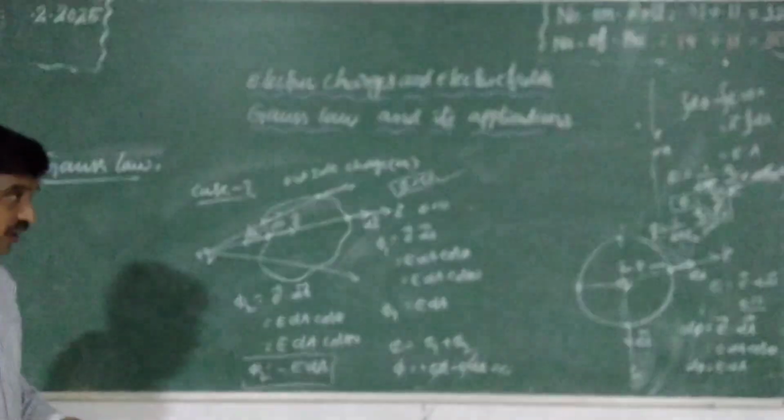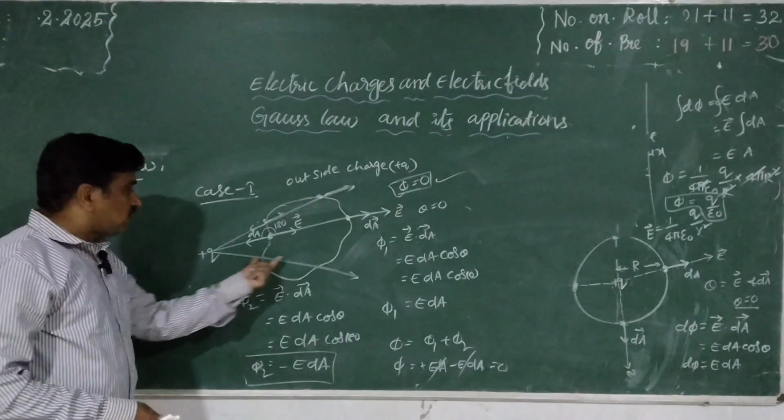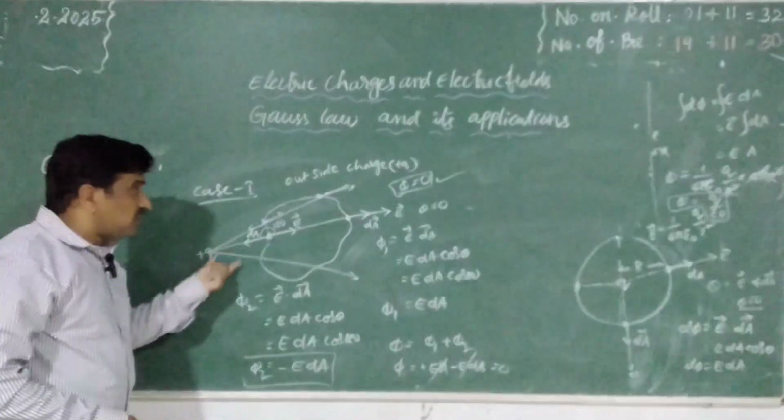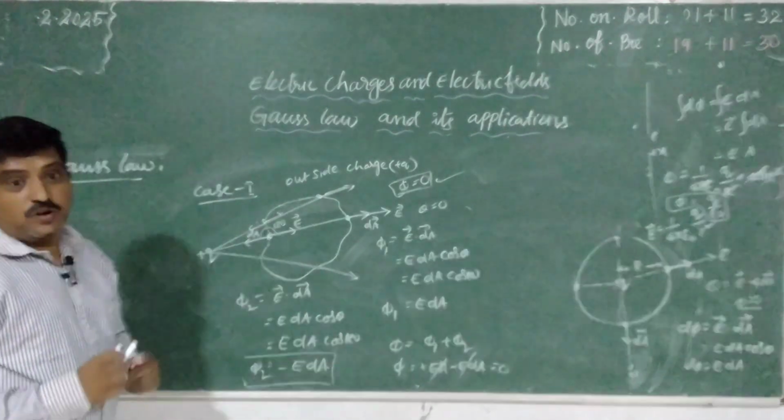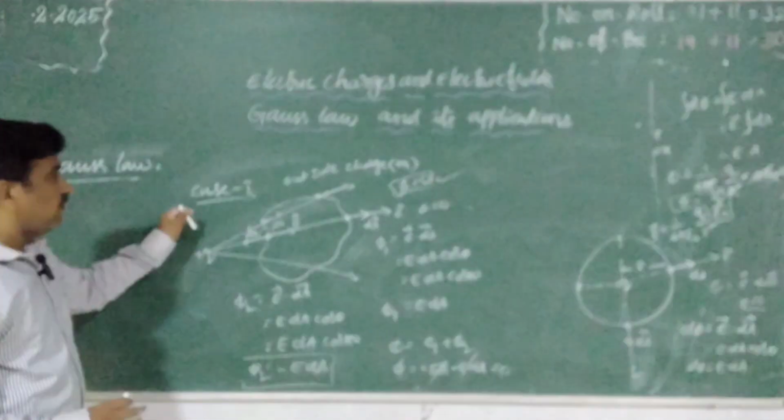So from that we can say, when the charge is outside the closed surface, the flux through the closed surface is 0. This is the first case.